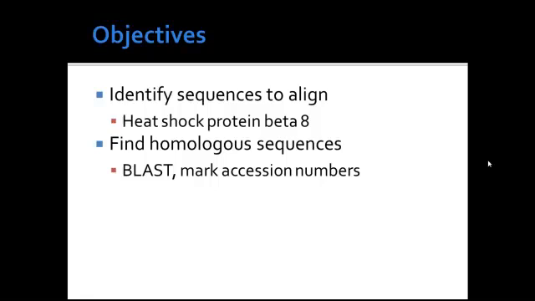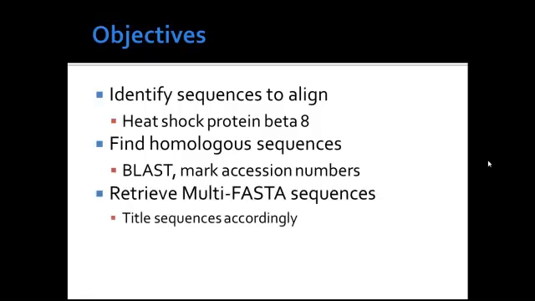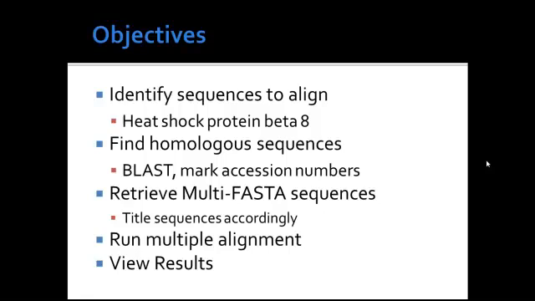So the way we do that is we take the human heat shock protein beta-8 and then run a BLAST search and then get the accession numbers of the sequences in the organisms that you may want to use. Once you have those accession numbers, you can go to NCBI and retrieve the multi-FASTA formatted sequences. And then we might want to change the titles a little bit to help the alignment go a little more smoothly. Once that's done, we can run the multiple alignment, and we'll look at two different programs today. And then finally, look at the results.